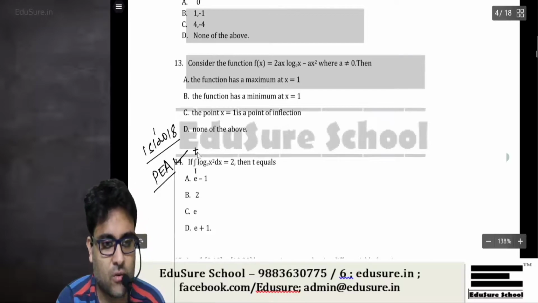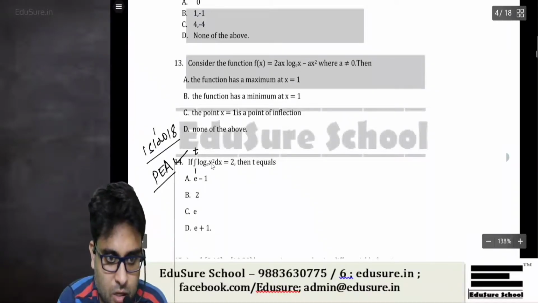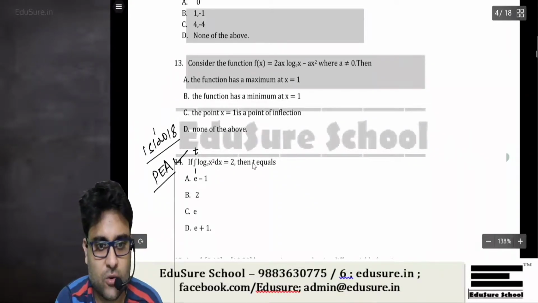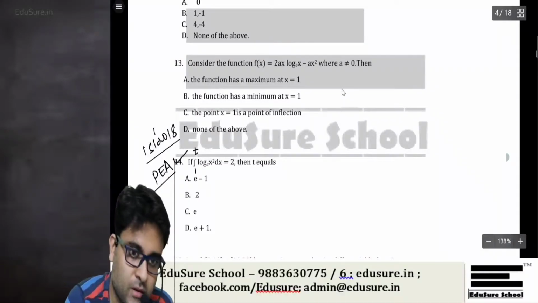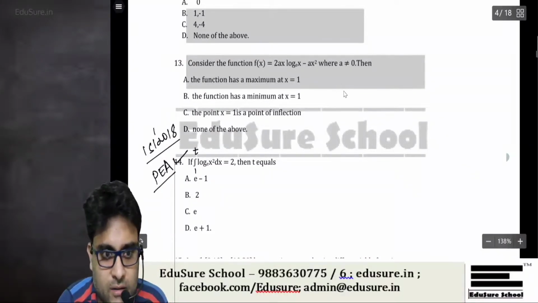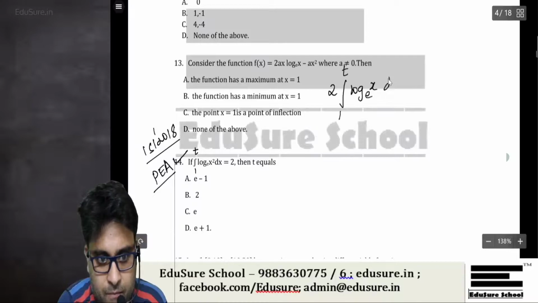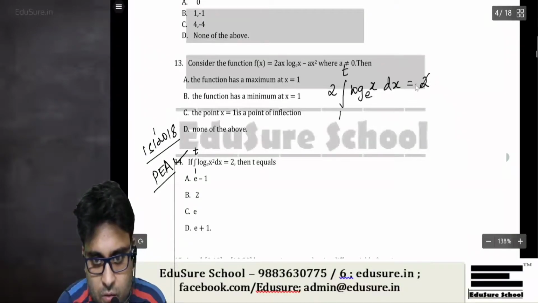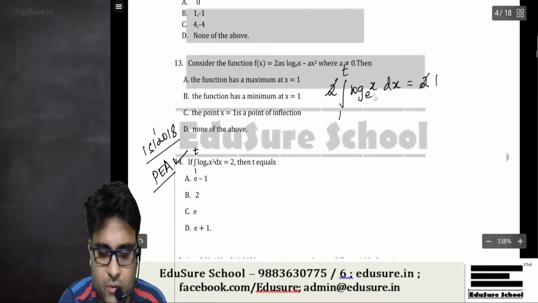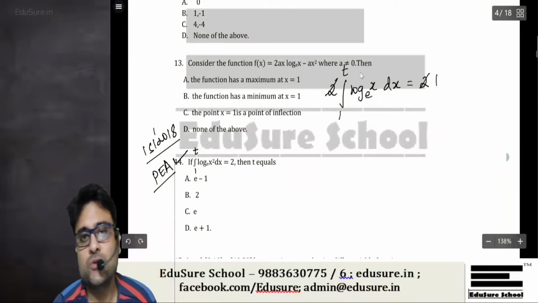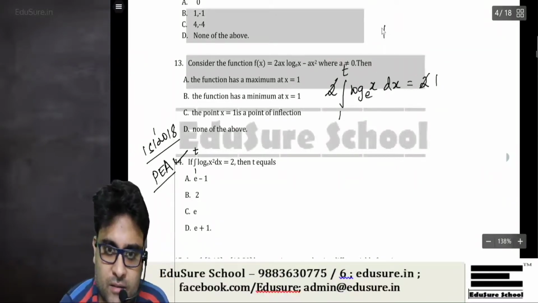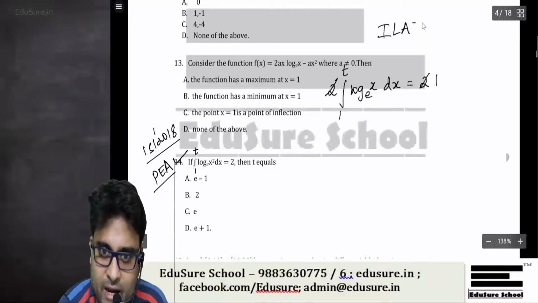integration 1 to t log x square dx is equal to 2, then what will be the value of t? So let's do it. Integration 1 to t, this can be written as 2 log x to the base e dx is equal to 2. Get 1 here. Now this can be used as integration by parts, taking into consideration the IIT rule.